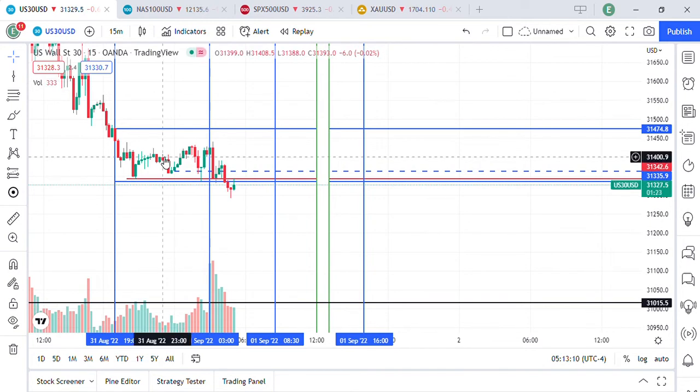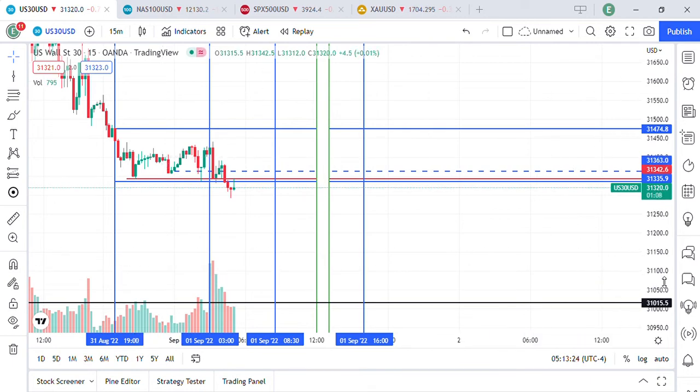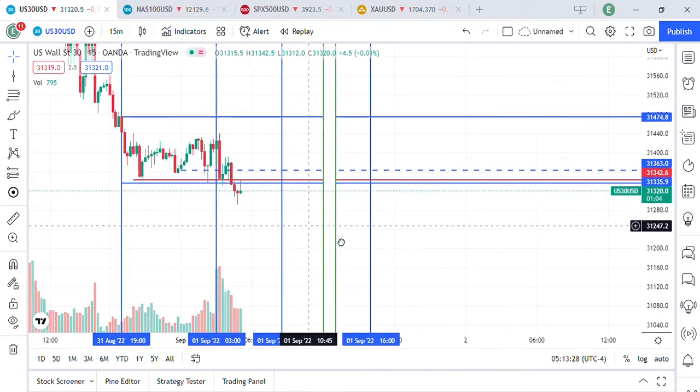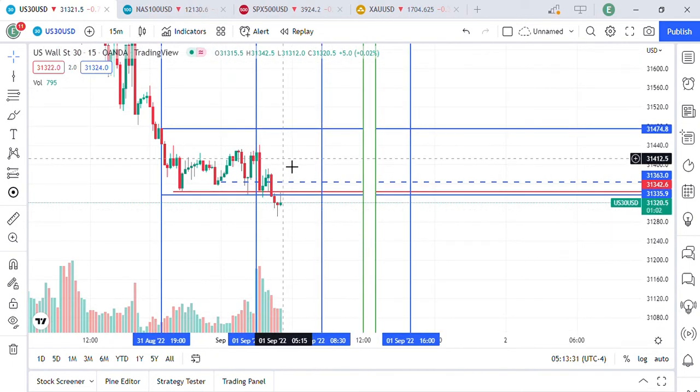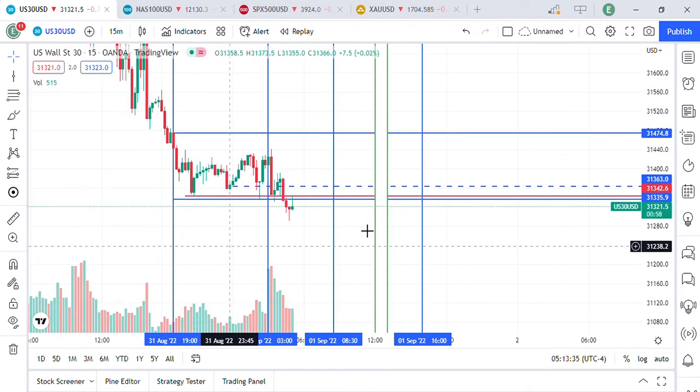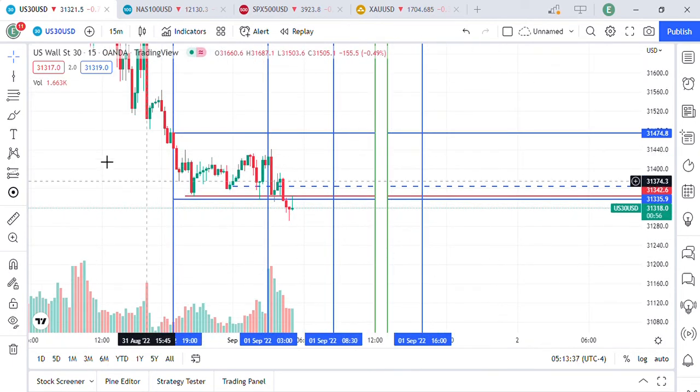I'm currently paper trading the ICT 2020 mentorship strategy. That's what I'm paper trading right now, testing it out, preparing myself to do a funded challenge. So yeah, that's how I mark out my chart.